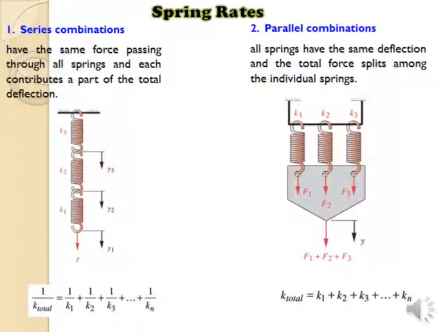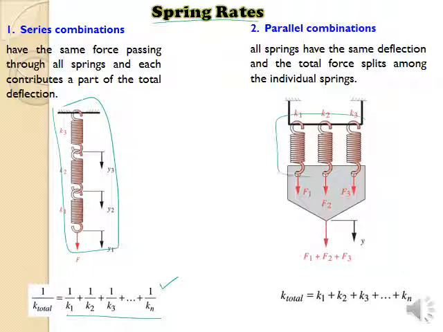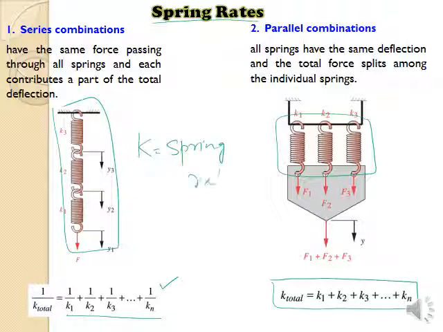The last one is the spring rates. What we have talked about so far is only a single spring. If the spring is in series, then you can find the effective stiffness of the spring by using this. And if the spring is in parallel, then you can find the effective stiffness of the spring by using this. Here, K is the spring rate. So with this, we conclude.